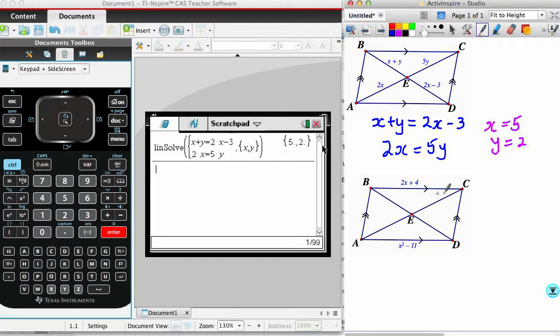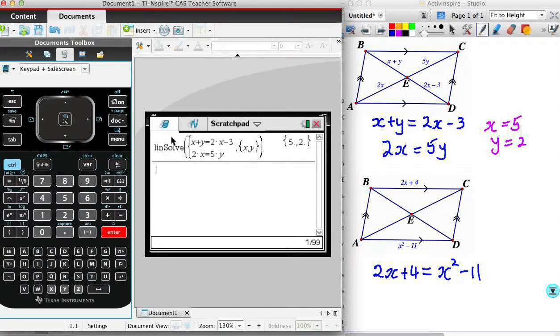Once again, we have a parallelogram ABCD based on the markings of both pairs of opposite sides parallel. Once again, we should know from the properties that the opposite sides of a parallelogram are congruent in length, and so we would quite easily be able to establish an equation. In this case, 2x plus 4, the length of side BC, is equal to x squared minus 11, the length of side AD. Once again, I'm interested in the solution to this, so I want to solve for x, so I'll come back to the calculator.